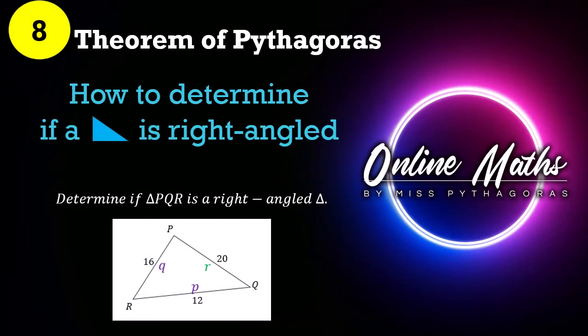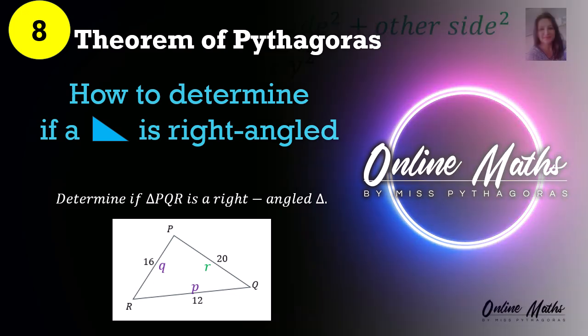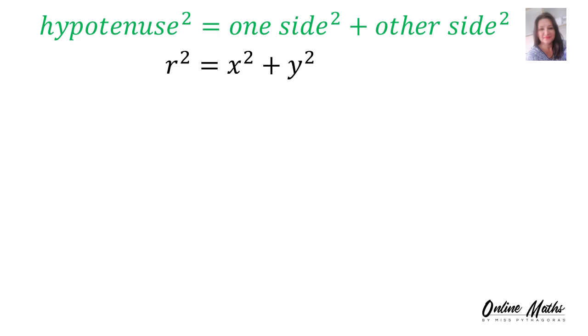Hello everybody, in this lesson I will teach you how to determine if a triangle is a right angled triangle, and this forms part of the grade 8 Theorem of Pythagoras chapter. Now it will work like this.